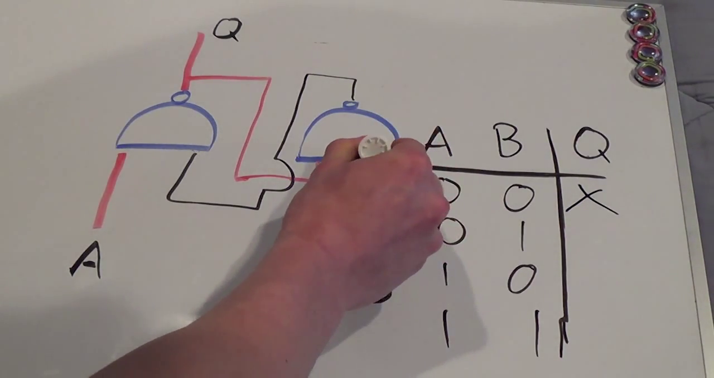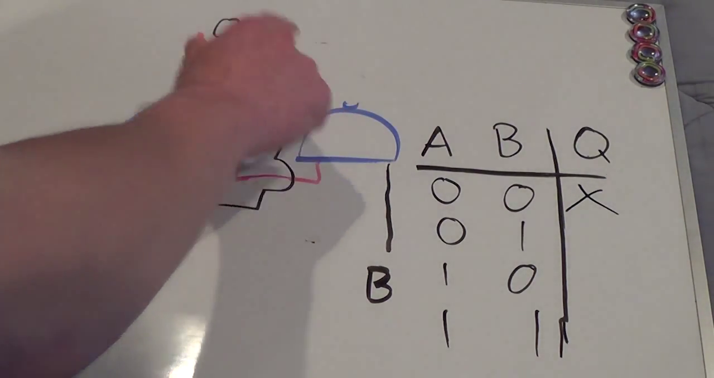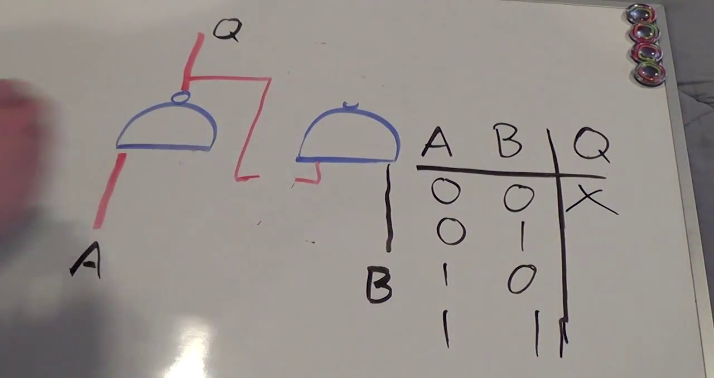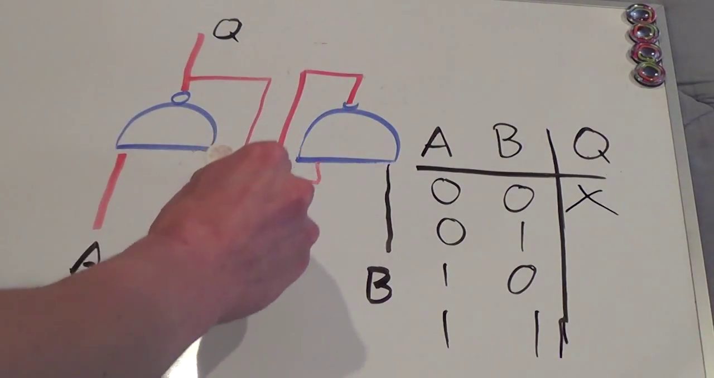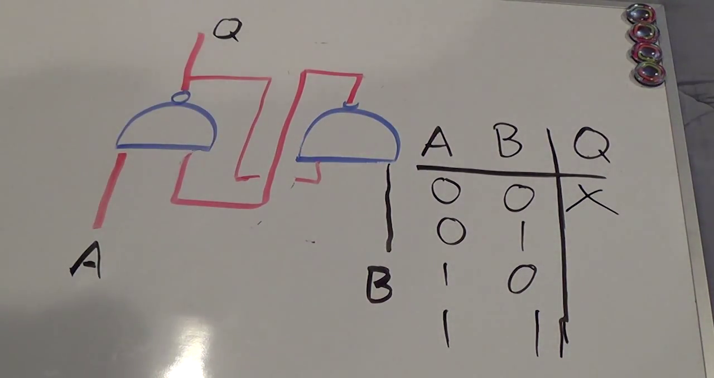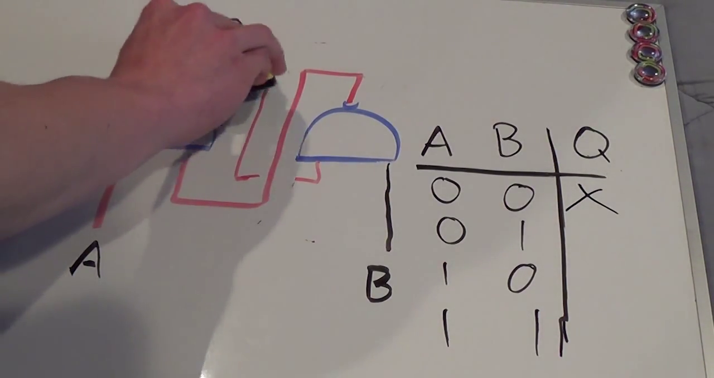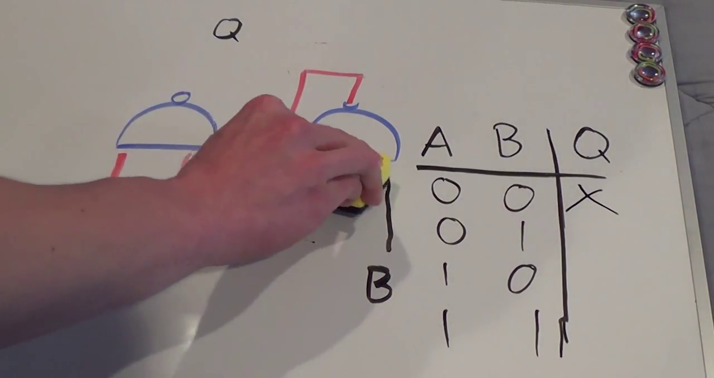When we drop B low, you'll notice before it had two high inputs, so its output was low. Now, the NAND gate on the right has a low input, so its output is going to be high. So the output of B is now high. And if you notice, A now has two high inputs, so the output of A is low. It's all straightforward so far.